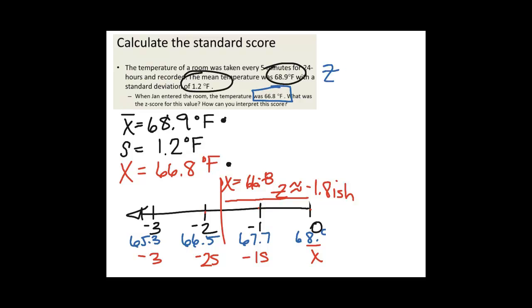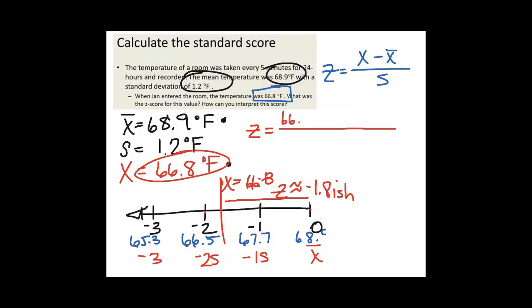Okay, so the z-score formula is equal to the deviation, which is x minus x bar, over the standard deviation. So plug and chug. z is equal to the score, 66.8, minus the mean, 68.9, divided by the standard deviation, 1.2.